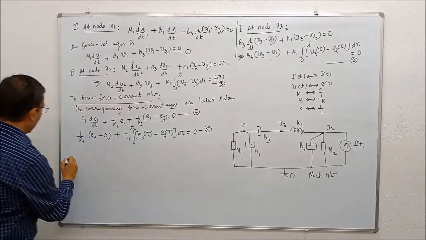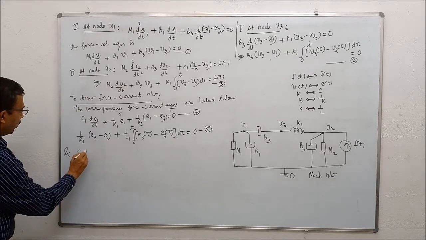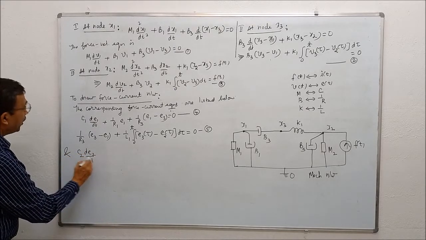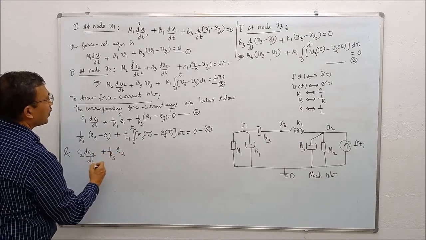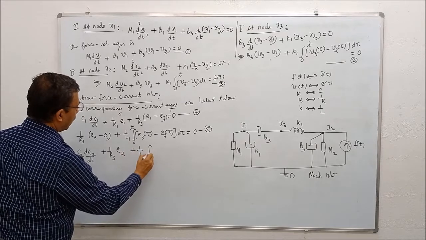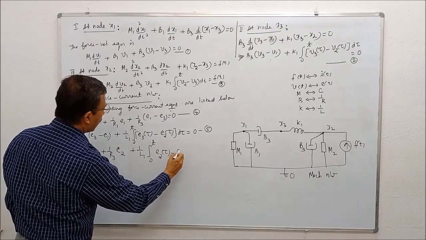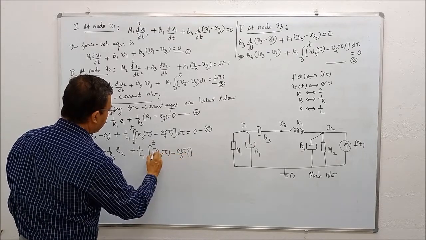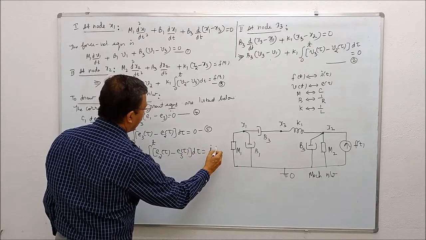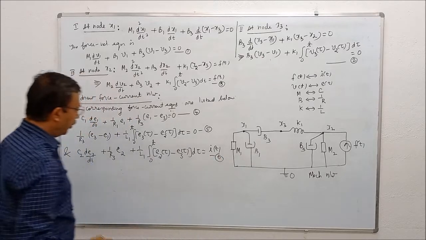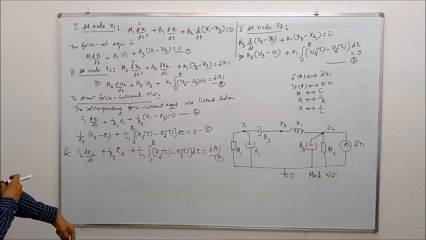Equation 5. Lastly, take this equation. M2 is replaced by C2. C2 into dE2 by dt plus 1 by R3 into E2 plus 1 by L1 integral 0 to t of E2 of tau minus E3 of tau d tau is equal to I of t. Using these equations 4, 5 and 6, we shall draw the electrical network based on force current analogy.